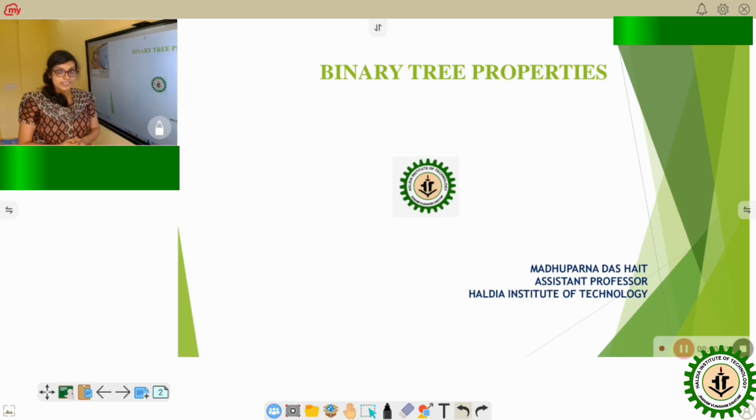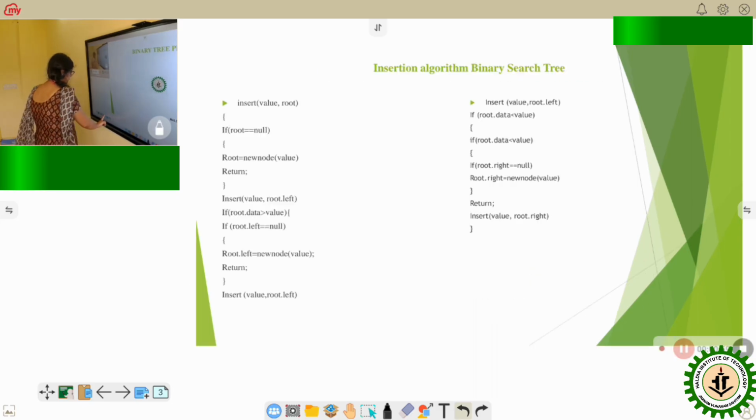Now we will understand the algorithm for insertion of an element inside the binary search tree. So see, first we are inserting the value at the root. We will check if the root is null. If the root is null, it means the tree is empty, and we will insert the value in the root at first. So we are checking if root is equal to null, root is equal to new node value. That means we are inserting the element at the root.